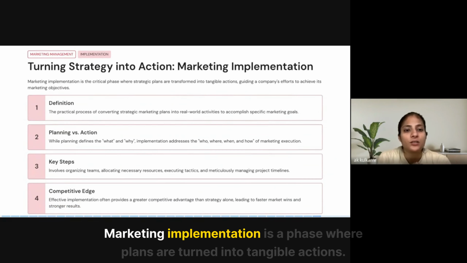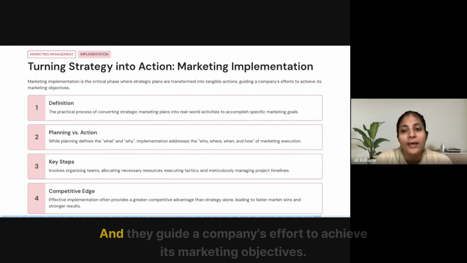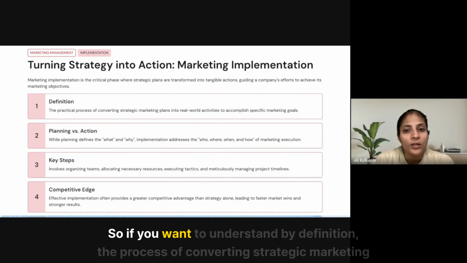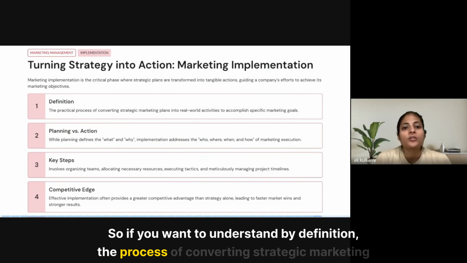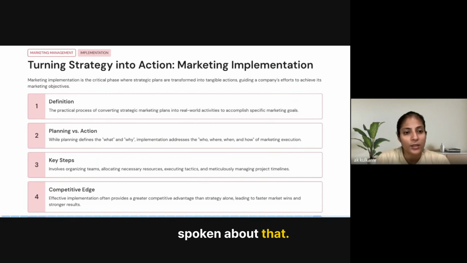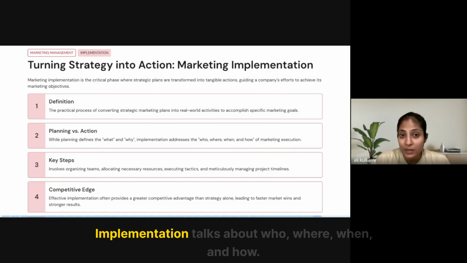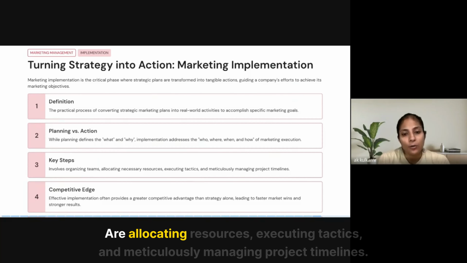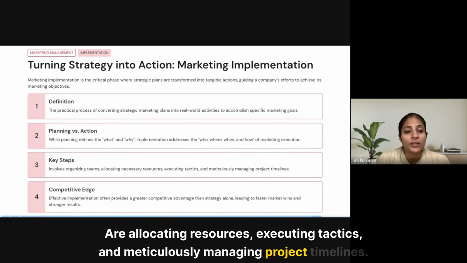Marketing implementation is a phase where plans are turned into tangible actions, and they guide a company's effort to achieve its marketing objectives. So by definition, it is the process of converting a strategic marketing plan into real world activities to accomplish specific marketing goals. We've already spoken about that. Plan versus action: planning defines the what and the why. Implementation talks about who, where, when, and how. Now, what are the steps involved? Allocating resources, executing tactics, and meticulously managing project timelines.